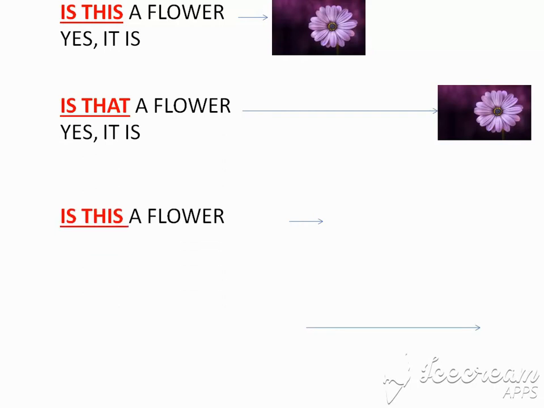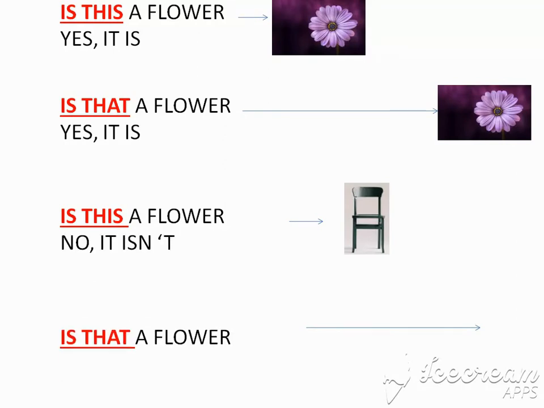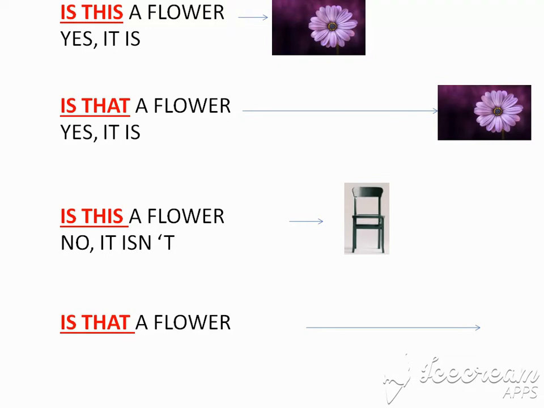But in this example we are going to use the negation because we don't have a flower. So the question is, is this a flower? No, it isn't. Is that a flower? No, it isn't. That is a chair.